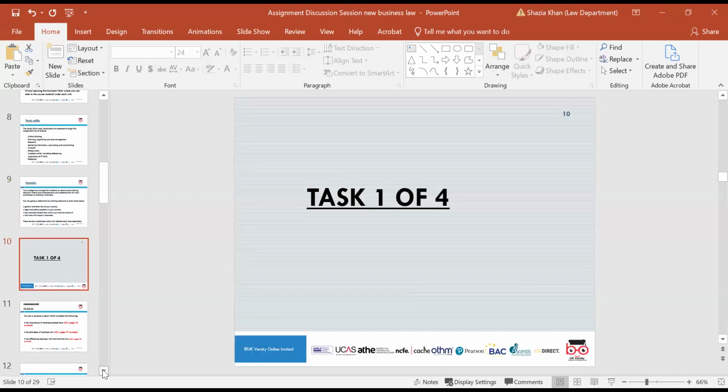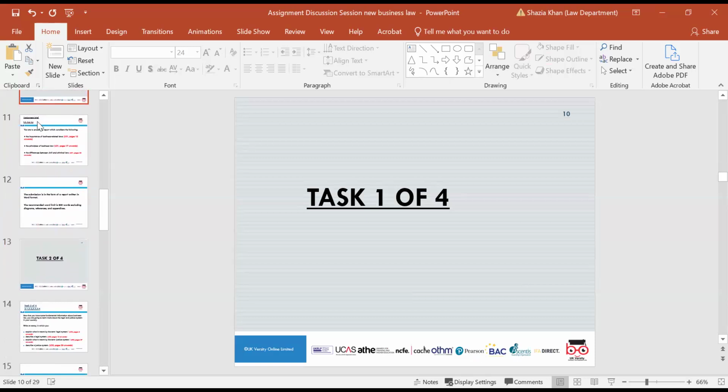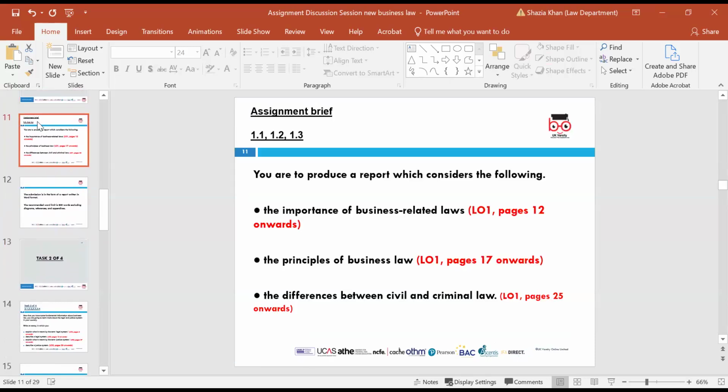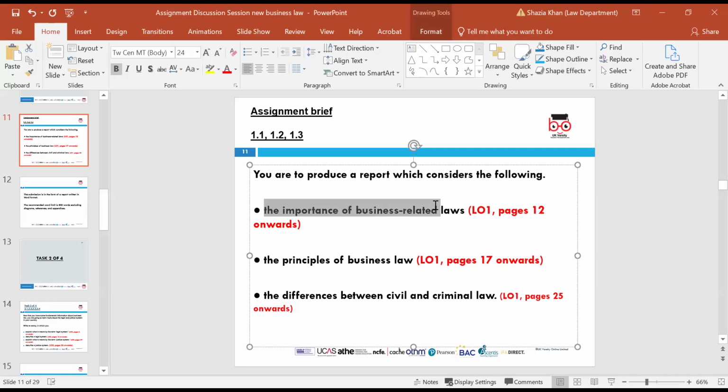So task 1 of 4. Assignment brief 1.1, 1.2 and 1.3. You are to produce a report, again in Word, which considers the following. So this is your heading, and this is what you will be putting for each element. The importance of business-related laws. That you need to have as your heading. Do not change the wording. Use the wording that is on the assignment brief. The importance of business-related laws.